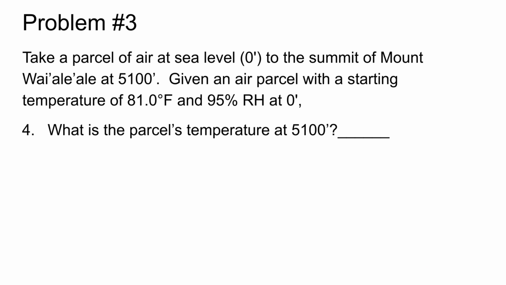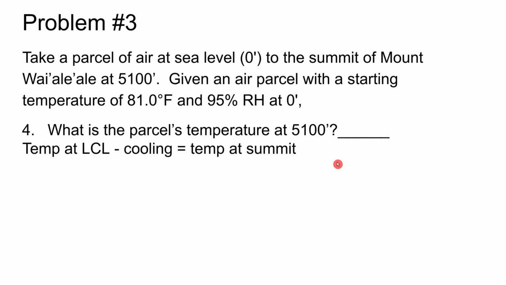So now we know the lifting condensation level, and we know the dew point temperature, so we know the parcel's temperature at the lifting condensation level. But we're going to keep lifting it because there's still a mountain. There's still Mount Waialeale up to 5,100 feet. So the temperature at the lifting condensation level minus additional cooling will tell us the temperature at the summit.